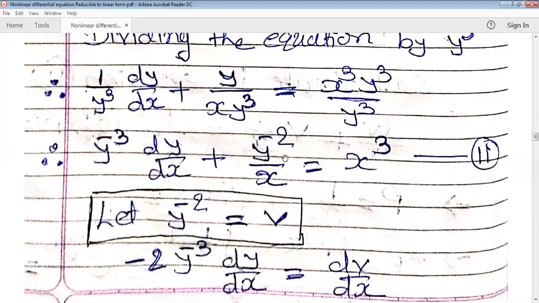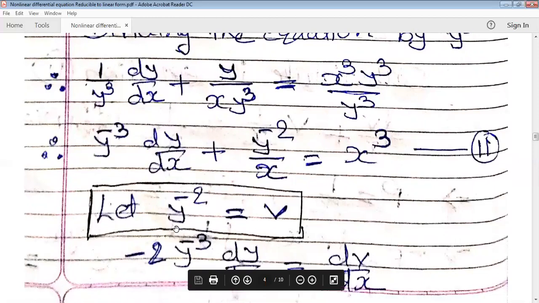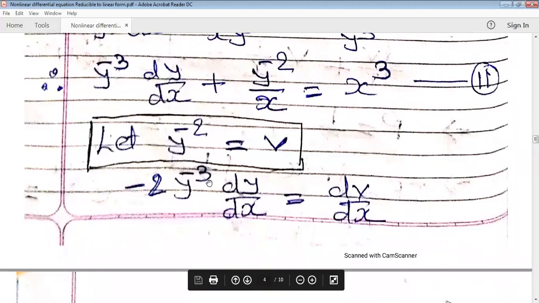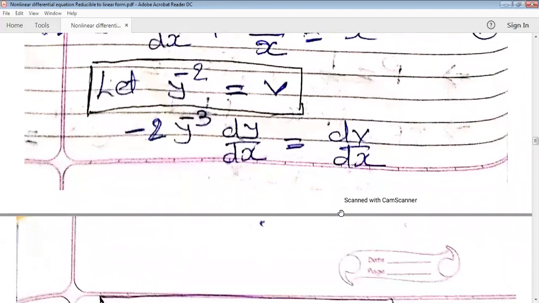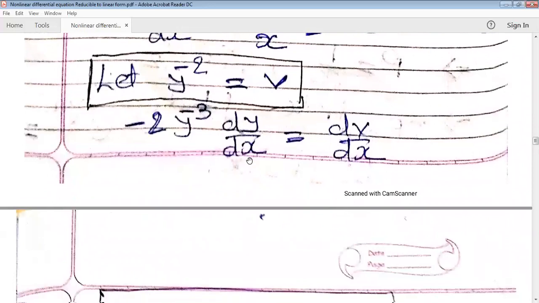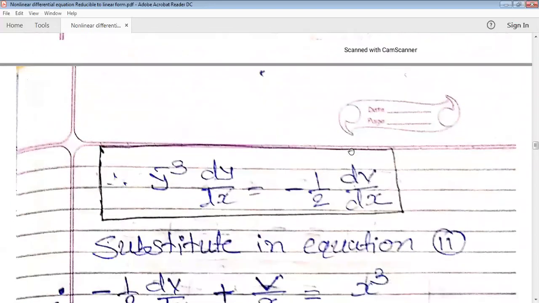So the multiple of p is what? y raised to minus 2. So in the middle term is y raised to minus 2. So let us assume y raised to minus 2 is equal to v. Now taking the derivative with respect to x, we get minus 2 y raised to minus 3 dy by dx is equal to dv by dx. Okay. So y raised to minus 3 dy by dx is equal to what? Minus 1 half dv by dx.